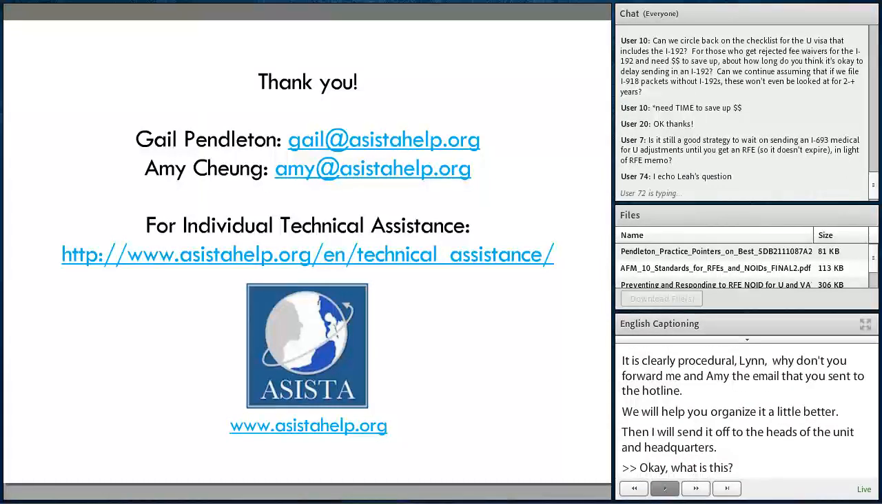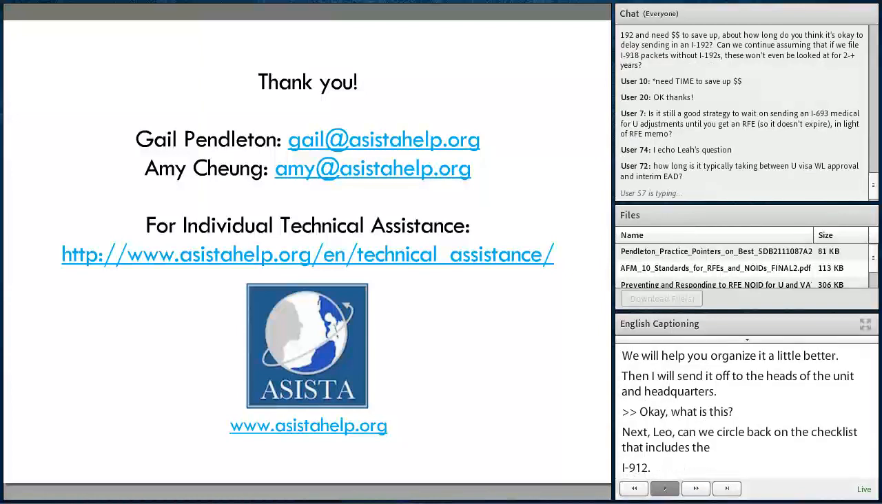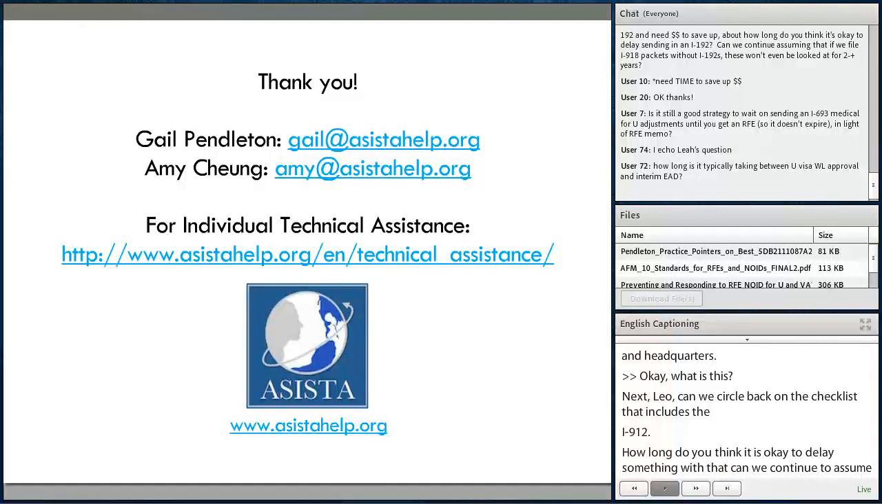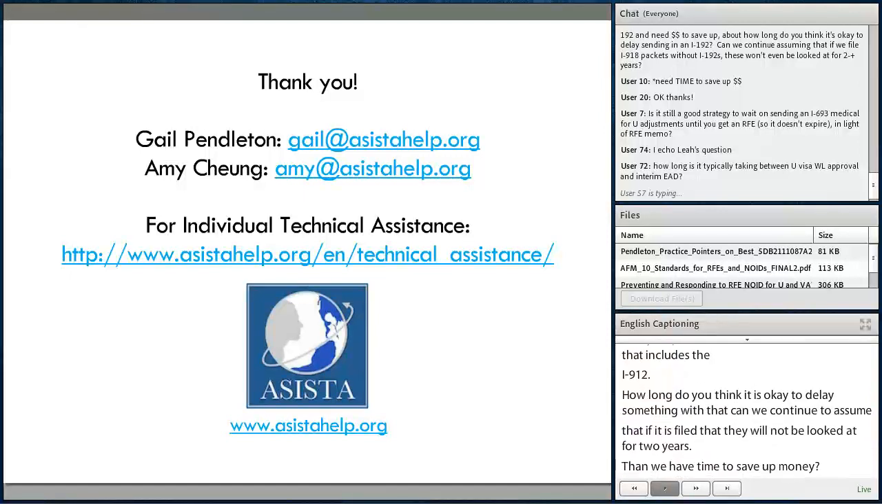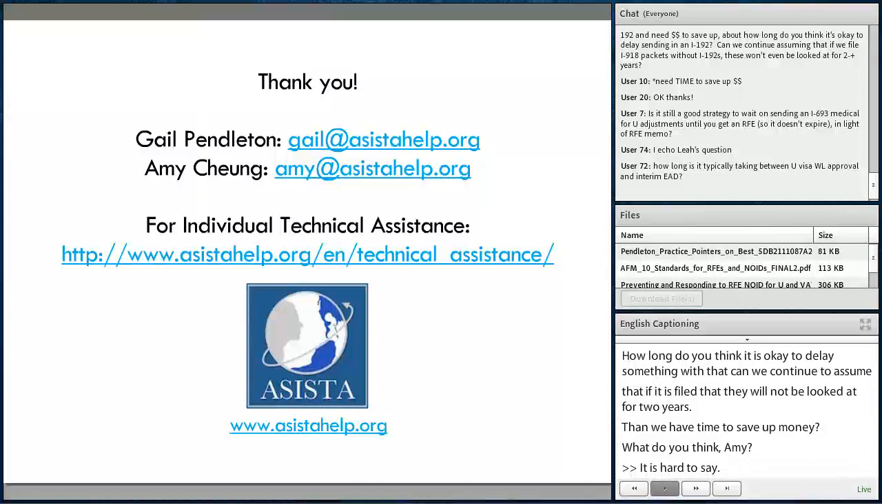Okay, next is Leah. Leah asks: can we circle back on the checklist for the U visa that includes the I-192? For those who get rejected fee waivers for the I-192 and need money to save up, how long do you think it's okay to delay sending the I-192? Can we continue assuming that if we file I-918 packets without the I-192s, these won't even be looked at for over 2 years? Need time to save up money. What do you think, Amy?